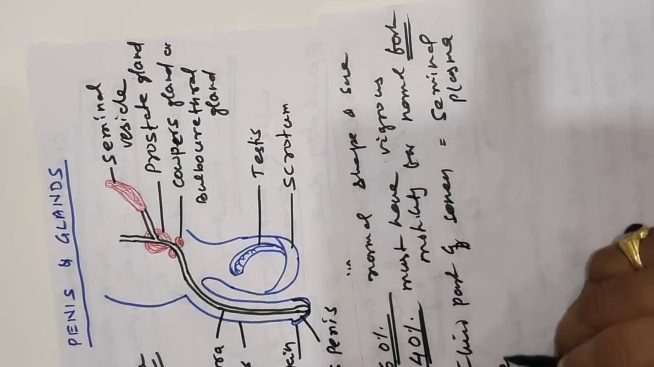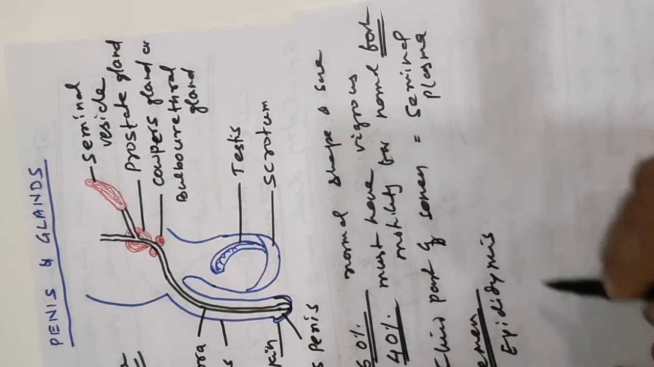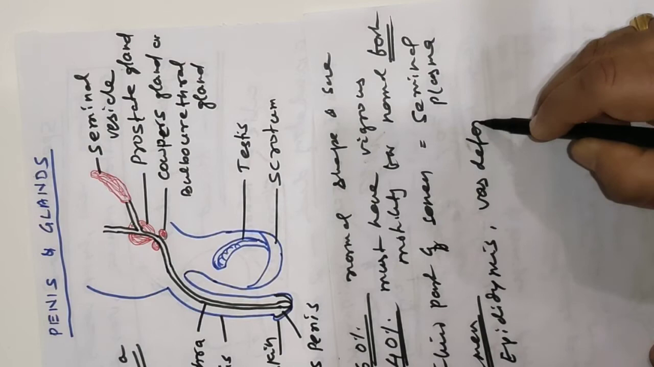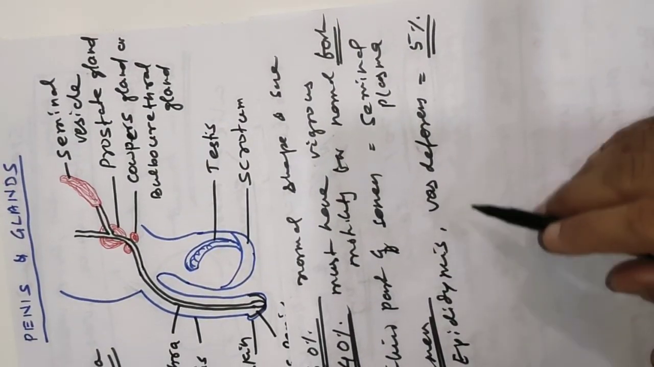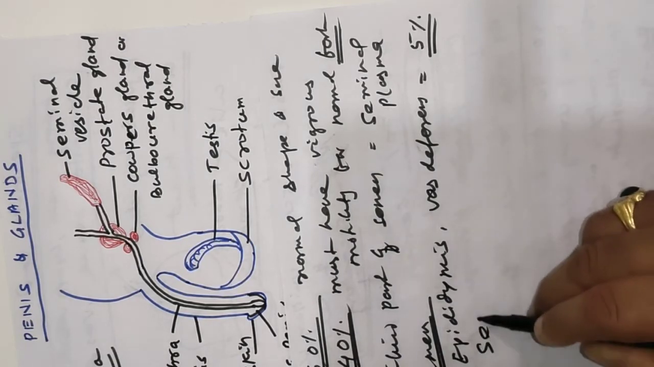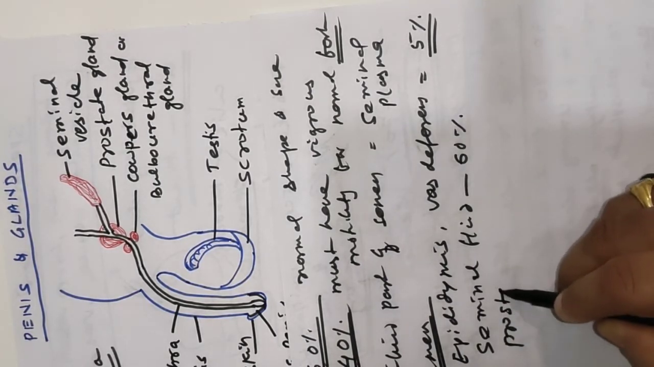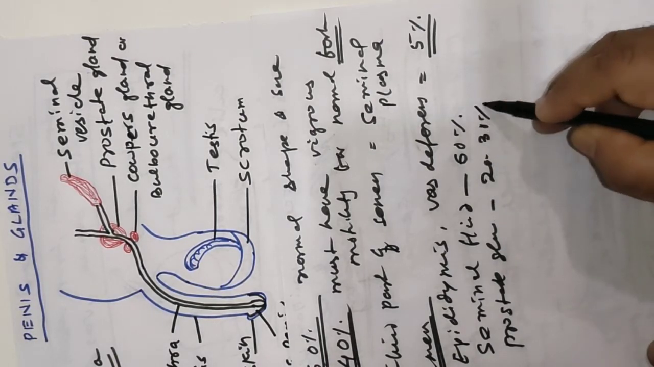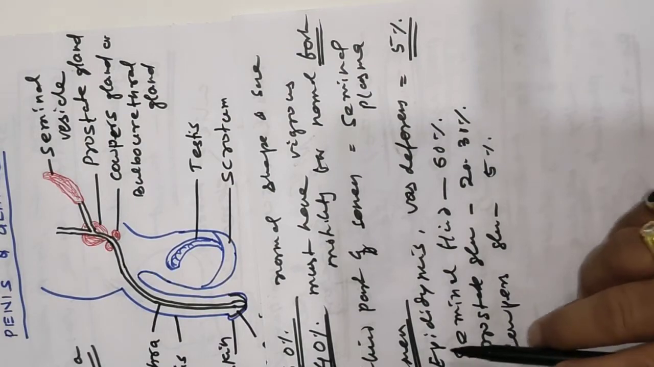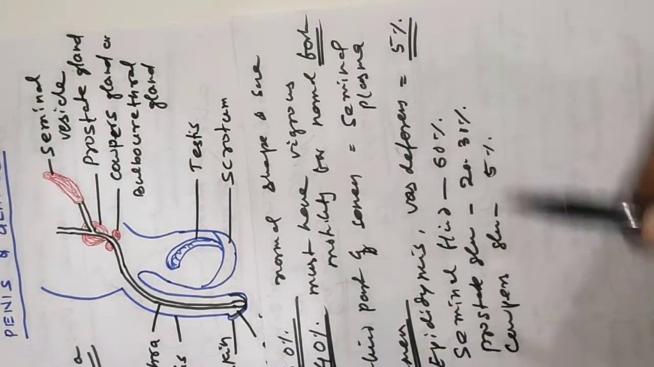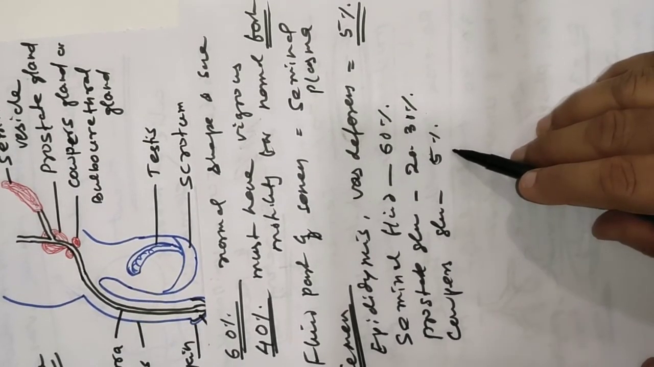Clear? The semen contains secretion of the epididymis and vas deferens around 5%, seminal fluid around 60%, prostate gland around 20 to 30%, and Cowper's gland around 5%.